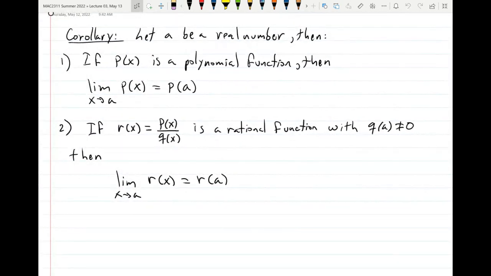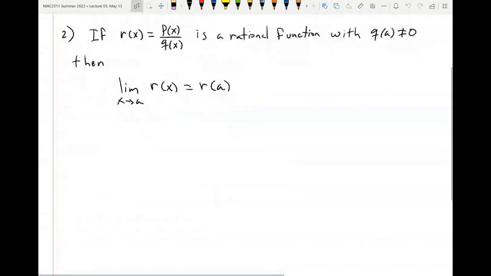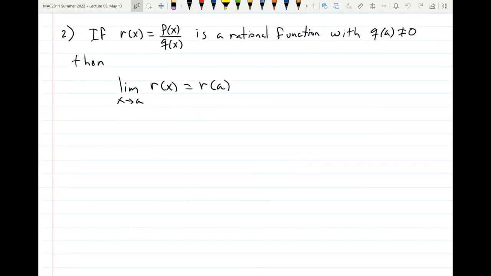Okay, so we have this for polynomial functions and for rational functions, and the same idea holds for all the transcendental functions. To justify those, just think about the graph of sine and cosine. Those are nice graphs, no gaps, no holes. So you can just plug in the value when you take the limit as x approaches a certain point. For tangent, you have to be careful.